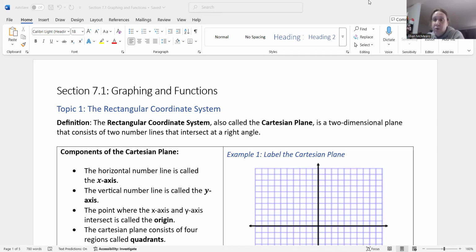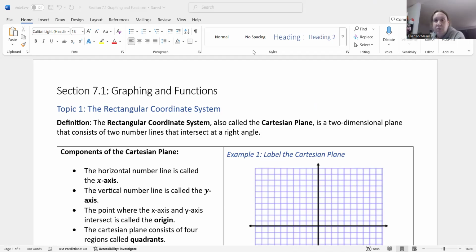Okay, so for chapter 7, we're going to start talking about equations in two variables. What is interesting about equations in two variables is we typically solve them by graphing, okay? So in order to get an understanding for the solution to an equation in two variables, we need to see the visual representation of that equation. In section 7.1, we're going to talk generically about graphing and then functions. But specifically for topic 1, we're going to talk about where we graph those equations in two variables. So topic 1 is the rectangular coordinate system.